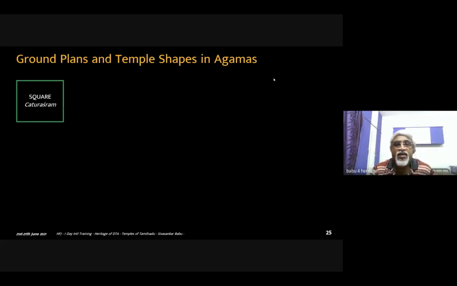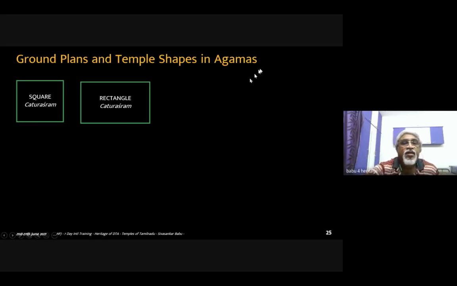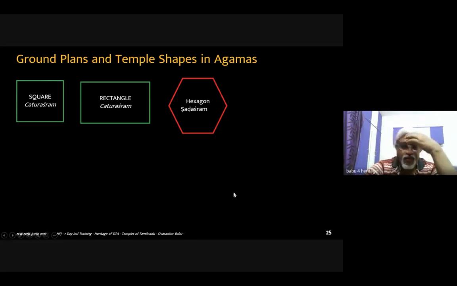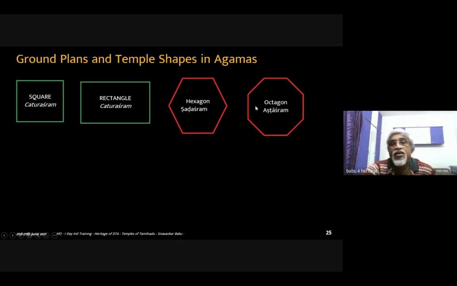The normal one, the easiest one, is the Chaturasa, square. And then this is a rectangle. So these two are right-angled shapes. This is typically Nagara shapes. The next batch is the acute angles generated by hexagon, six-sided, or octagon, eight-sided structure. These are typical Dravida shapes.